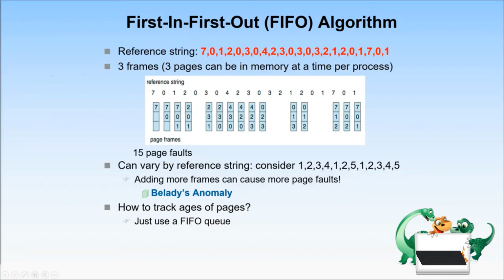Now we can consider this reference string here: 1, 2, 3, 4, 1, 2, 5, 1, 2, 3, 4, 5. If we plot this using first in, first out, what would happen is that adding more frames can cause more page faults. Take note that from the diagram we had earlier, as we increase the number of frames, the number of page faults should be decreasing, but not in the case of this one. So adding more frames can cause more page faults. We call it Belady's anomaly.